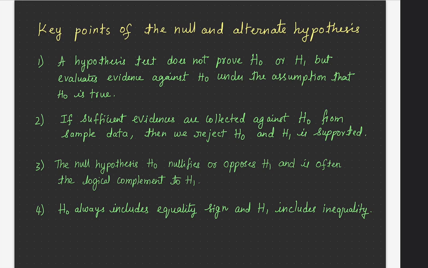Look at this. When an assertion is given by the company or manufacturer, we're not going to prove that the assertion is correct or false using the sample data. What we do here is collect enough evidence against this null hypothesis and to support this alternate hypothesis. If sufficient evidence is collected against H0 from the sample data, then we reject this H0 and we support this H1. Now I'll give some examples after this. Basically, the null and alternate hypotheses are logical complements of each other. If one is accepted, the other has to be rejected.